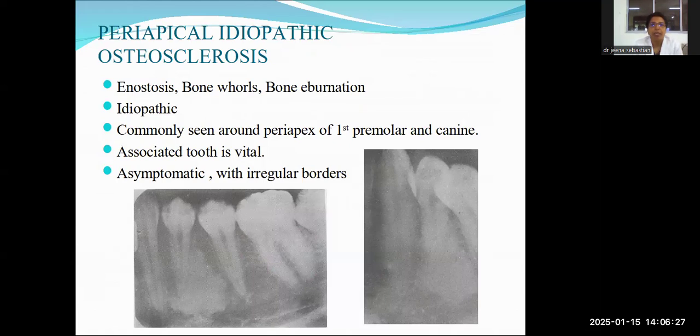Now coming to periapical idiopathic osteosclerosis, that is also called enostosis, bone whorls or bone scar. It is mostly idiopathic, the cause is not known, and commonly seen around the periapex of the first premolar and canine region. The associated tooth is vital, and radiographically you can see the radiopacity with irregular border. So what is the difference between condensing osteitis and osteosclerosis? Condensing osteitis is a sequela of pulpoperiapical infection where the tooth is non-vital, whereas in osteosclerosis the associated tooth is vital.